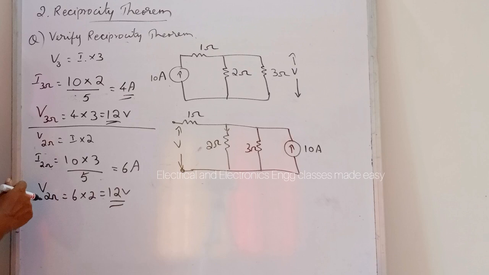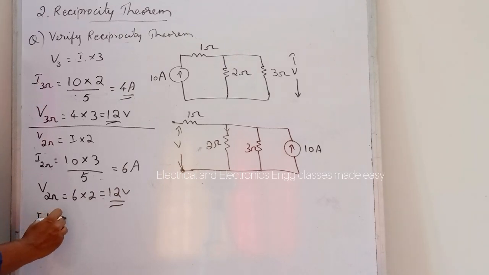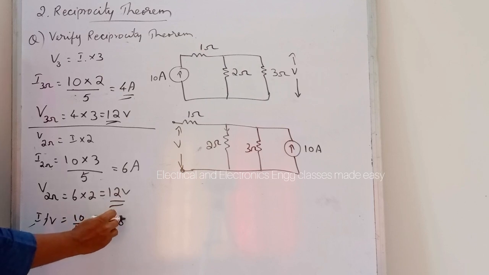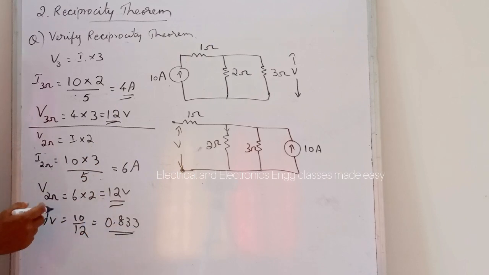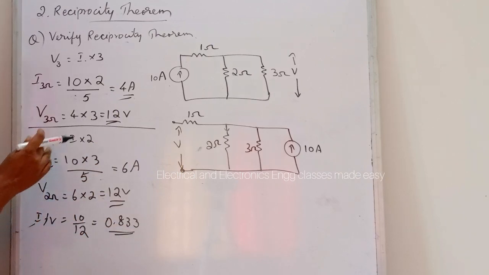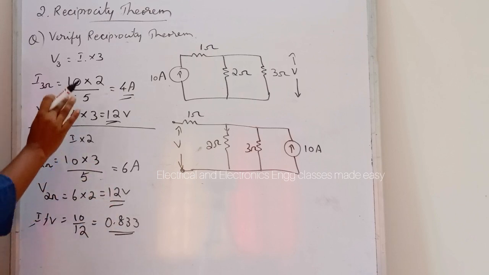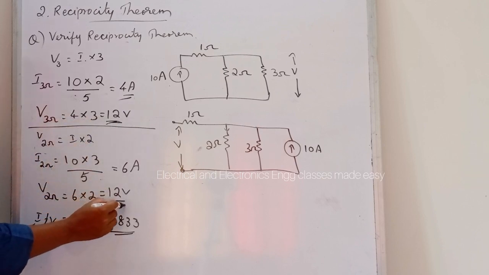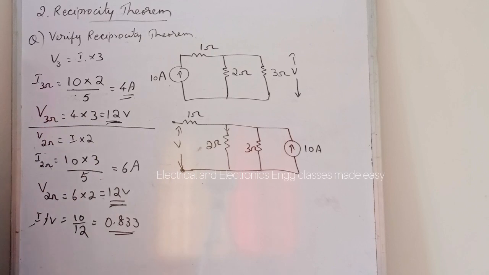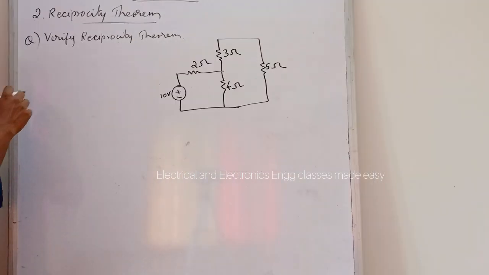So in both the cases we can find the ratio of current to voltage or voltage to current, that is ratio of current to voltage is equal to, here 10 divided by 12, that is equal to 0.833. So in both the cases the ratio of output to input or input to output is same. So the reciprocity theorem is verified, or we can say in both the cases the output is same. The reciprocity theorem is verified. Let us do another problem.